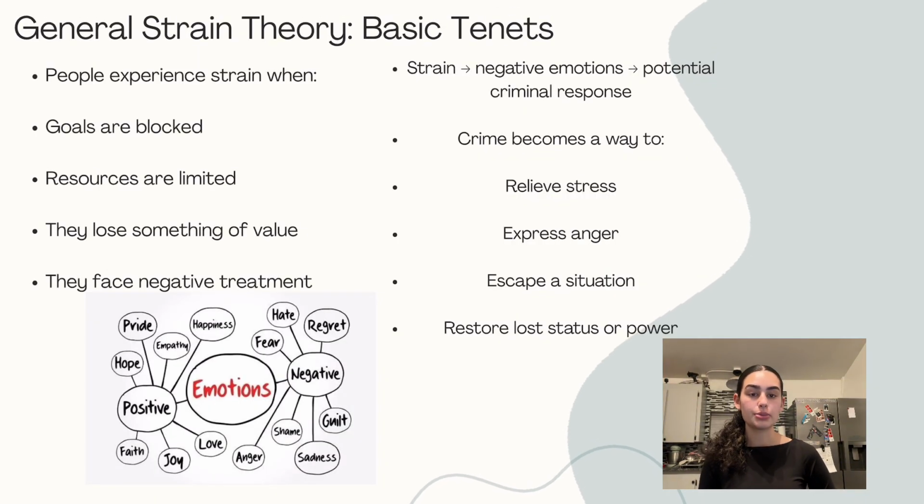General strain theory basic tenets. General strain theory says that crime is a response to stressors. These stressors might include blocked goals, losing something important, or experiencing negative treatment from others. Strain creates negative emotions, especially anger, and when people don't have legal or healthy coping strategies, they may turn to crime. In this way, crime becomes a method of reducing stress, restoring control, or expressing frustration.